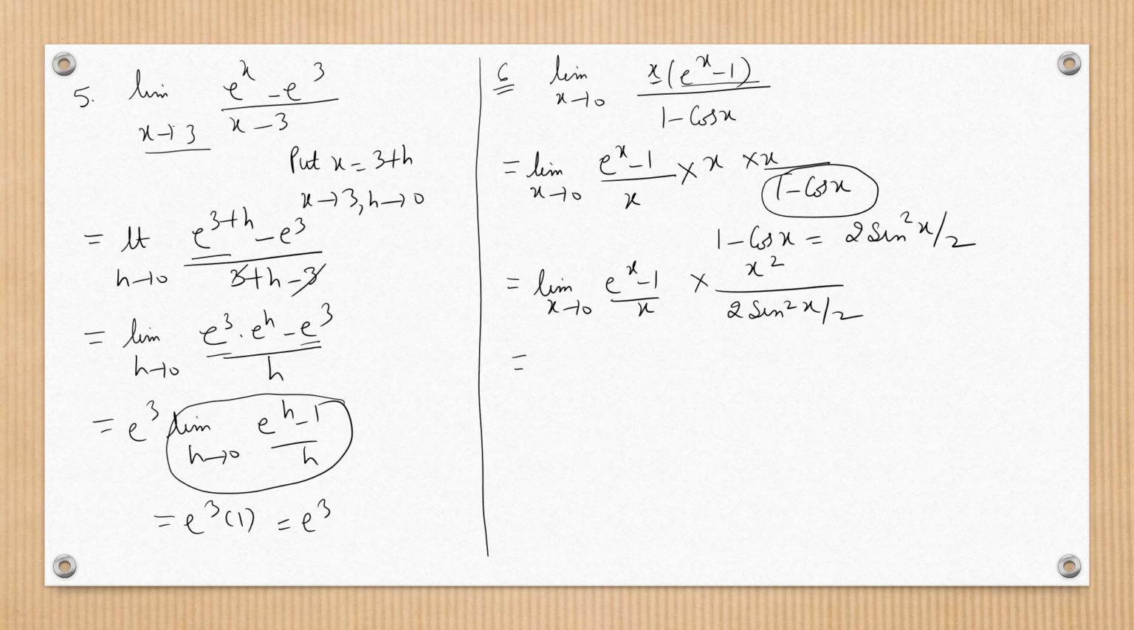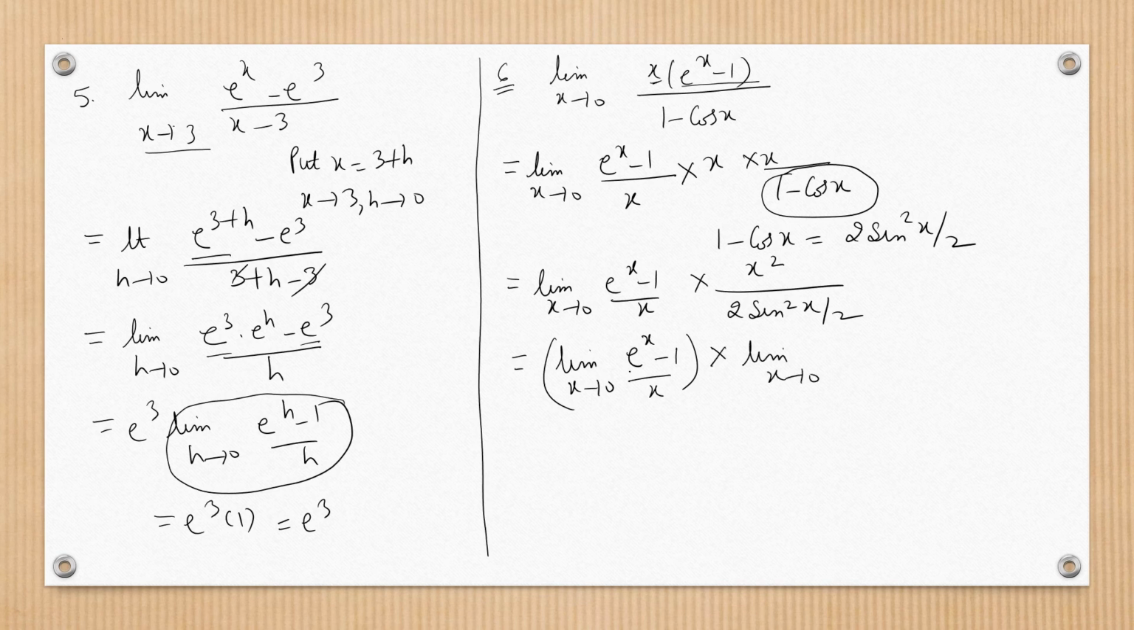Okay, so see, now it is not affecting, so I will just separate it, means I can just separately write as e raised to power x minus 1 upon x. Okay, so this limit can be given to it into limit x approaches to 0.